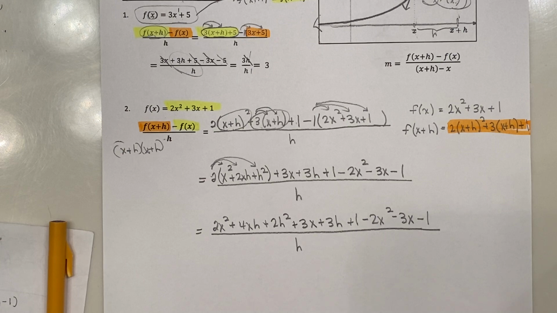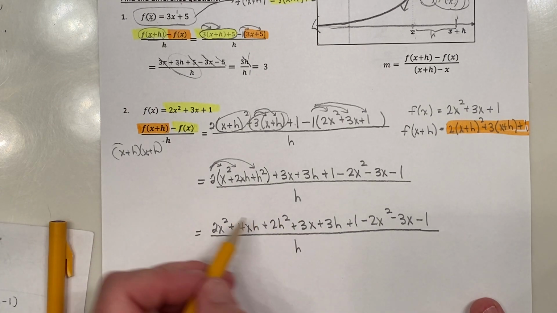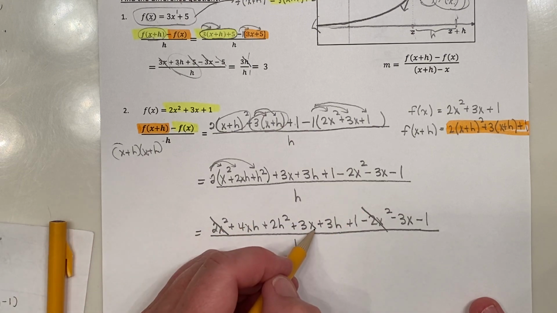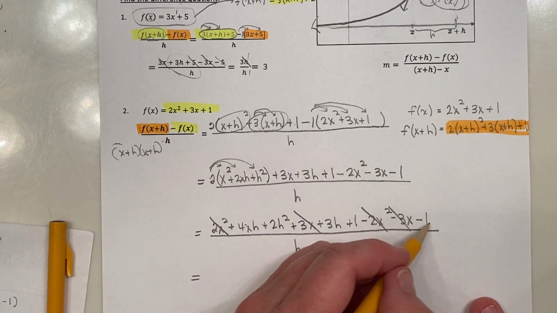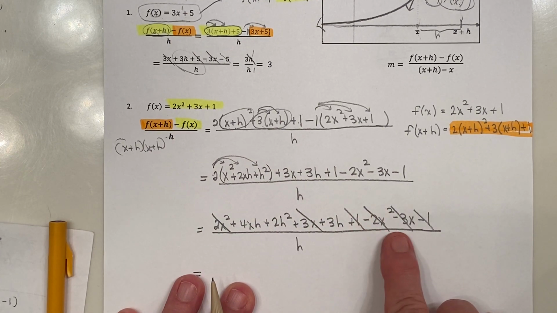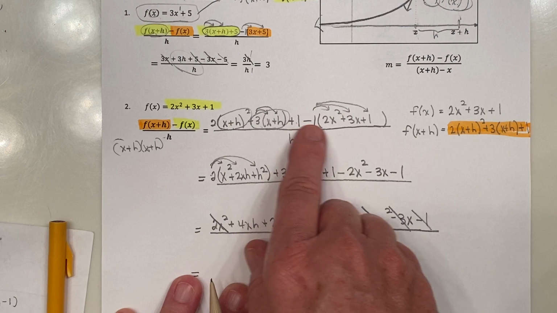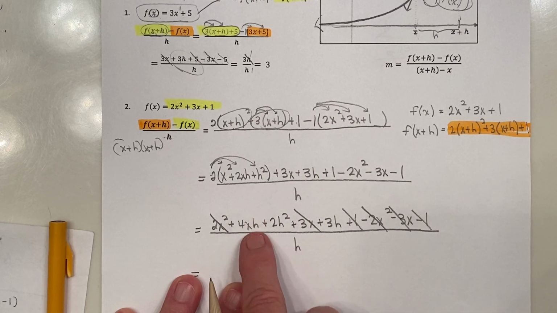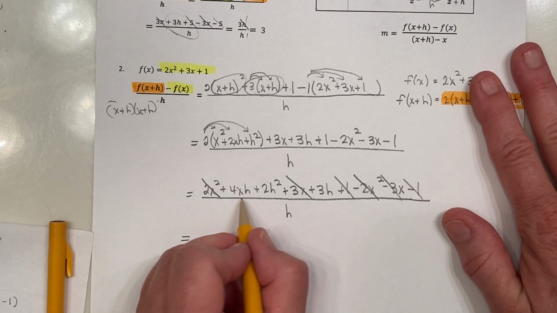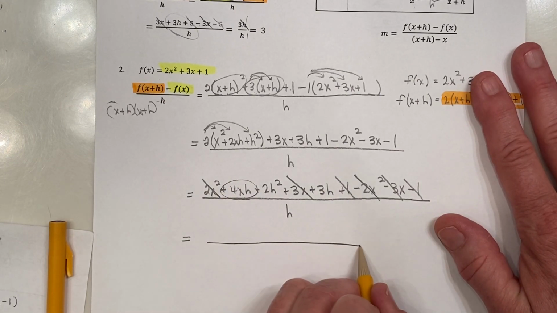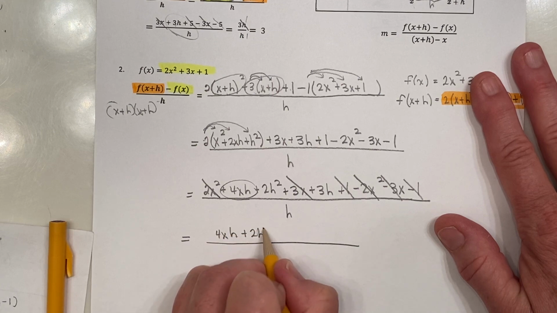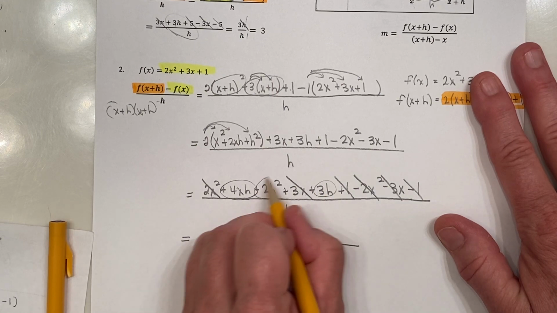Because it's awful ugly. Well, we look for things that will cancel. So 2x squared minus 2x squared, 3x minus 3x, and then minus 1 and 1. As a matter of fact, the rule of thumb is the whole function that follows the subtraction sign should be able to cancel with something that's up front. Okay, notice what's left. Let me build that fraction. I've got 4xh plus 2h squared, and then I also have 3h, all over h.